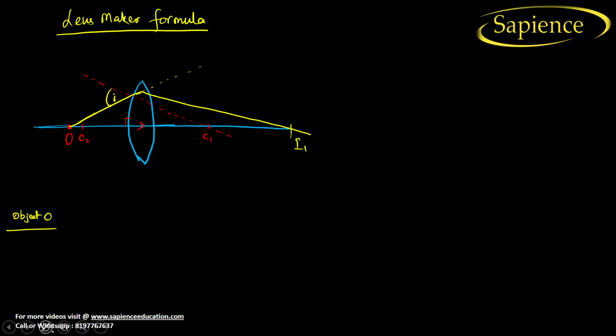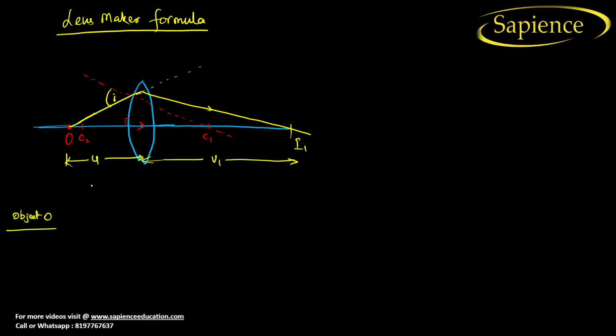Now, when we talk about this, see here, it is not the final image. Why is it not the final image? Because it has to pass through this layer. So for this layer, this I1 will act as an object. Earlier the object distance was u, and the image distance was v1 for case 1.